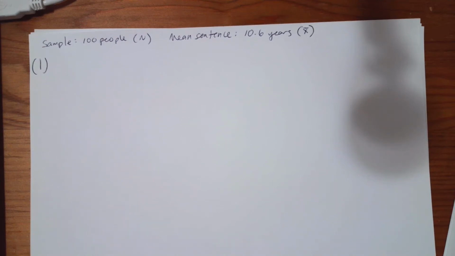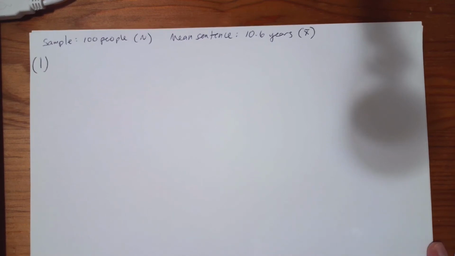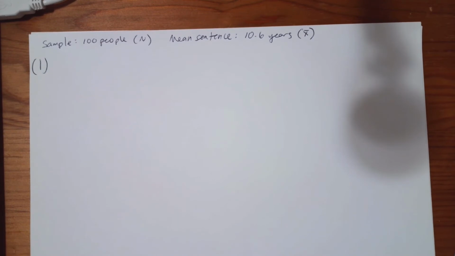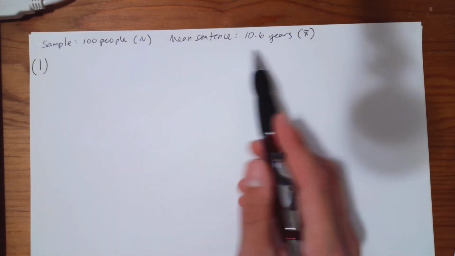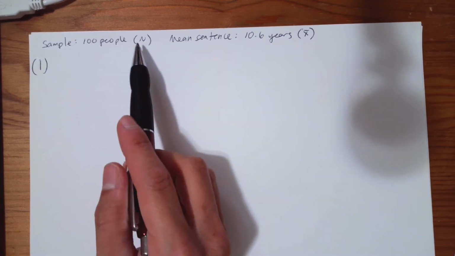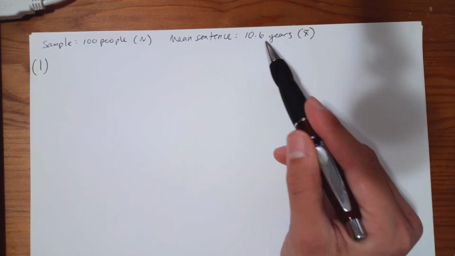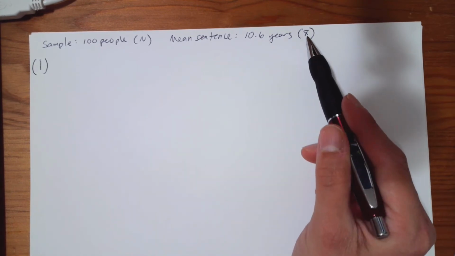All right, so let's go through an example of a confidence interval here. What I have written out is the same things I said for the example on the slide, which is that let's say we have 100 people who were assigned sentences for robbery in New Jersey, and in that sample of 100 people, we had a mean sentence of 10.6 years. So our n, or our sample size, is 100 people, and our sample mean, or x bar, is 10.6 years.